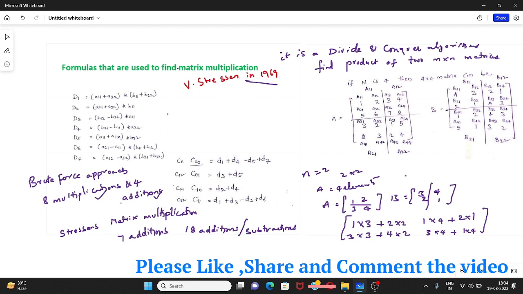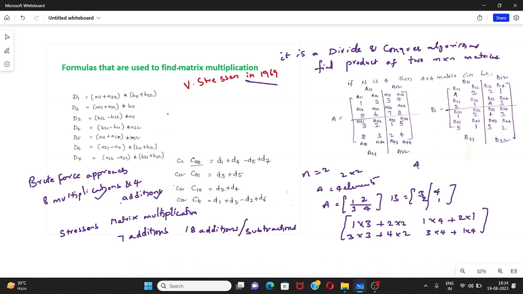Let's increase the size of n. Consider the size of n is 4, so you take 4 by 4 matrices, with 4 rows and 4 columns. For the corresponding elements in your resultant matrix, consider C11, C12, C13, and C14, and here it is C21, C31, C41, because when you take a 4 by 4 matrix the resultant matrix is also 4 by 4.